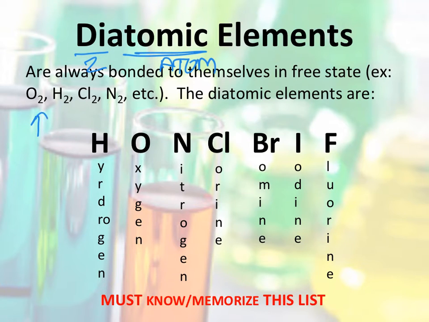So you can see the 2 here means that there are 2 atoms of oxygen, 2 atoms of hydrogen, 2 atoms of chlorine. In water, there's only 1 atom of oxygen, and therefore it's not in the free state. Free state means it's by itself. And here are the 7 right here. Now you're going to have to memorize this list, but I'm going to teach you a little trick on the next page of how to do that.